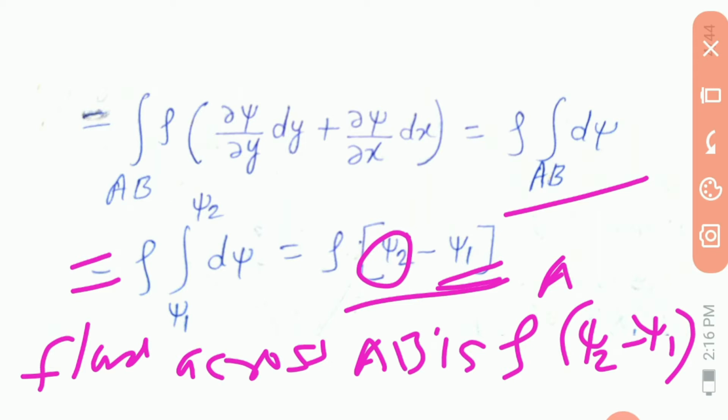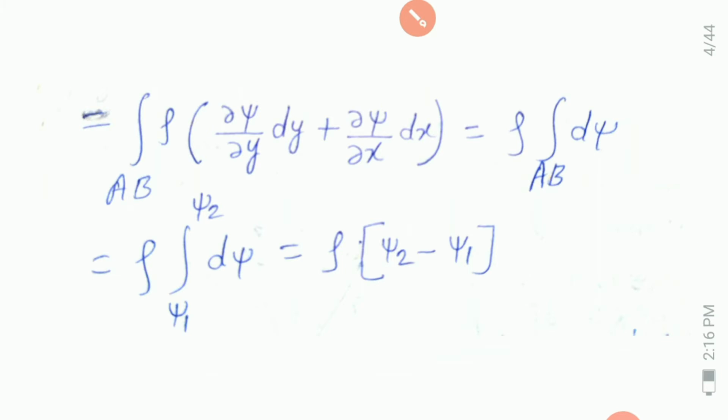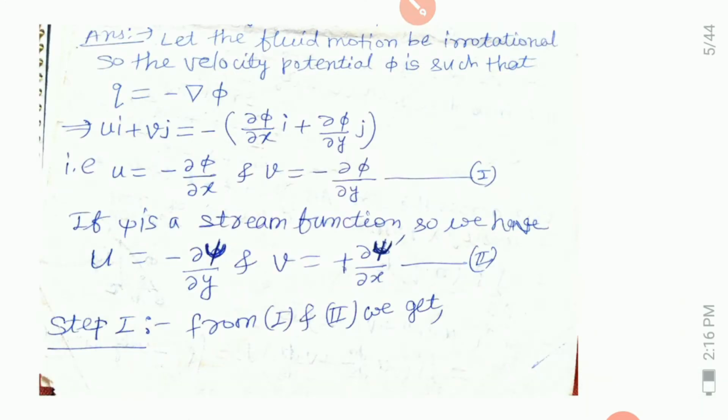Now we will see the next: in two-dimensional irrotational motion, show that the stream function and velocity potential both satisfy the Laplace equation. So we will see this.